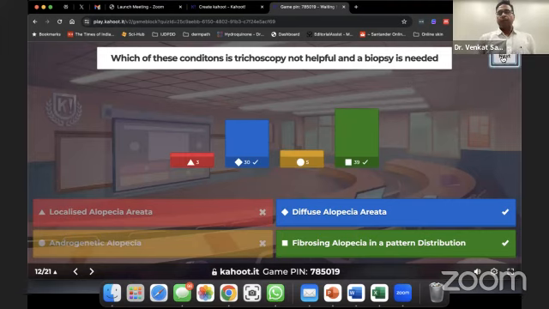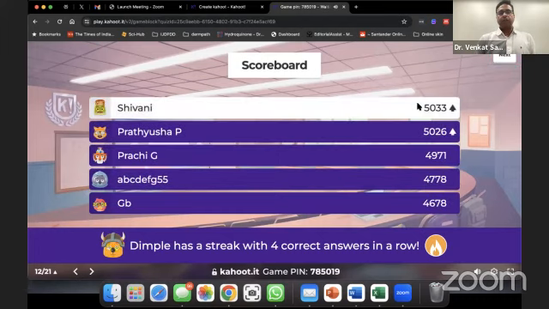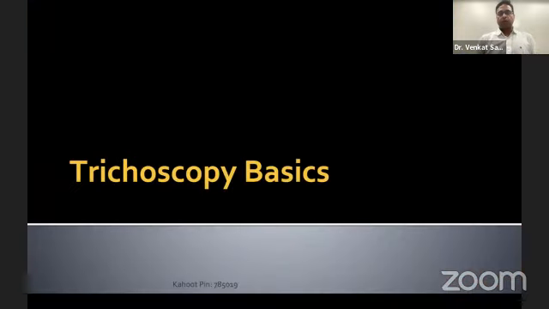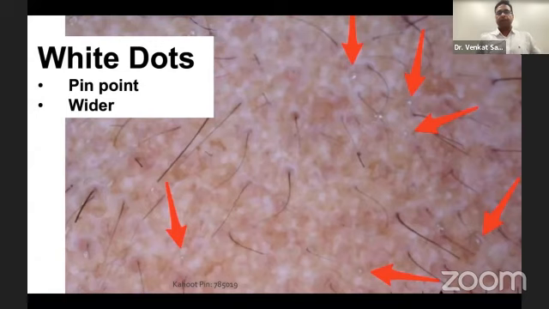Okay, so let's see what the leaderboard is looking like. Shivani on top, followed by Pratyusha, Prachi, ABCDGF, and GB. Dimple has a streak of 4 correct answers in a row. Well done.